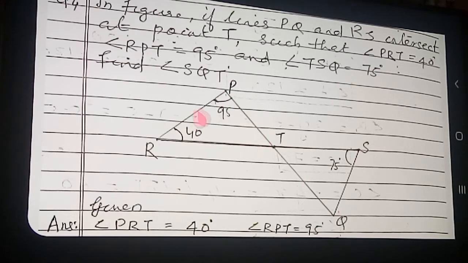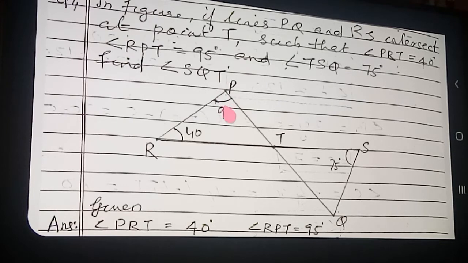Clear? After getting a question, you analyze the question properly. This angle is given, this angle is given, and you want to find out this angle which I pointed. In this diagram, triangle PRT is a triangle. In this triangle PRT, how many angles do we know? Angle P and angle R are already given. RPT, the short name, is angle P, which is 95 degrees.